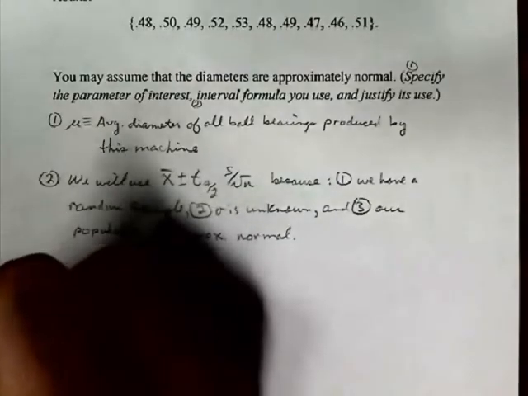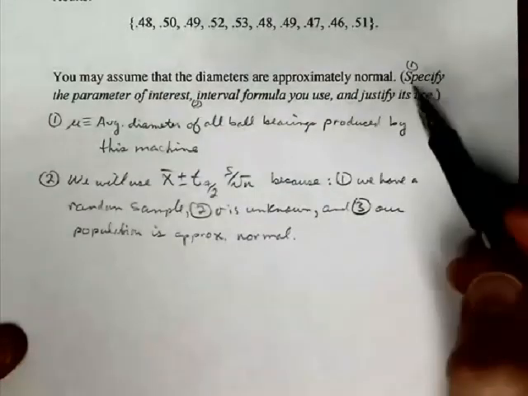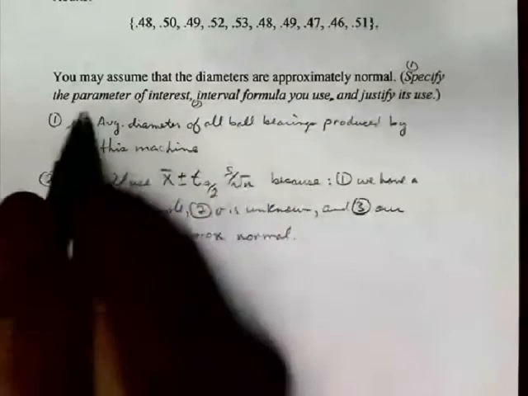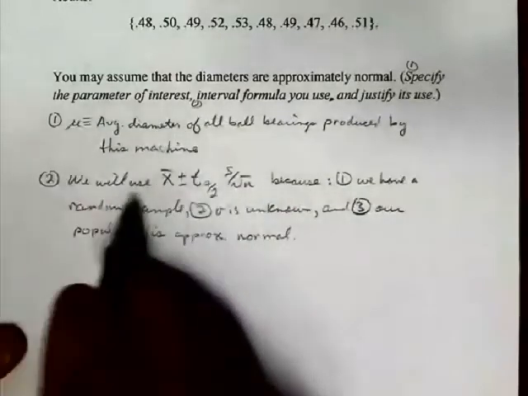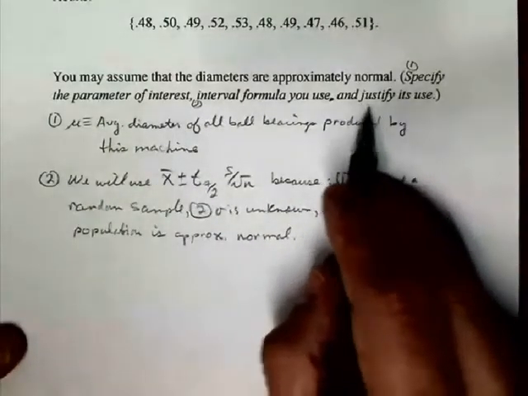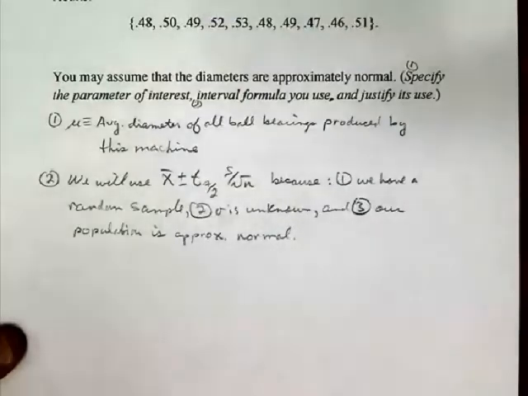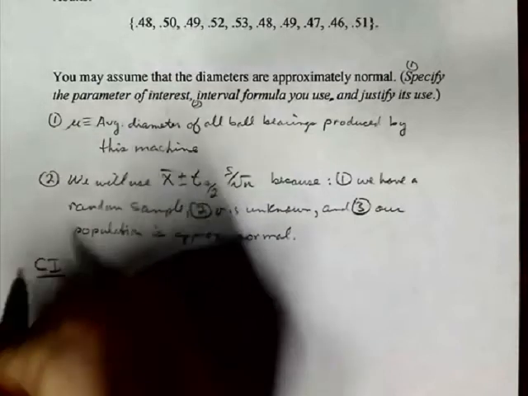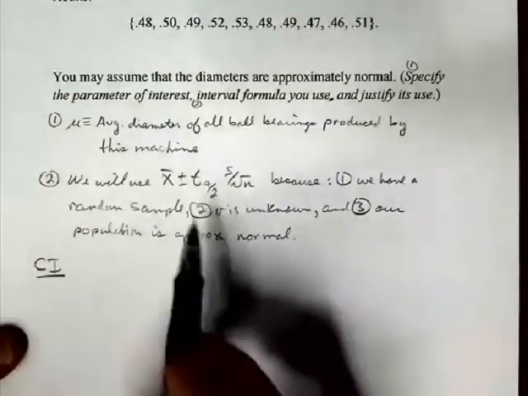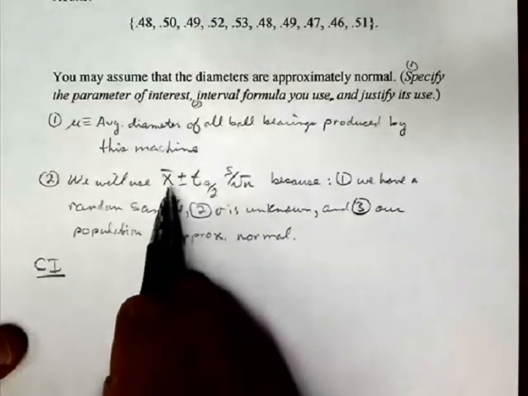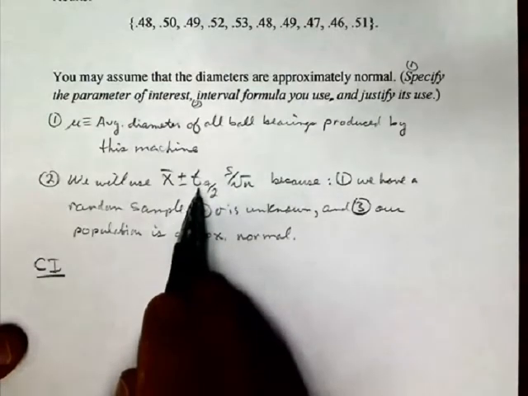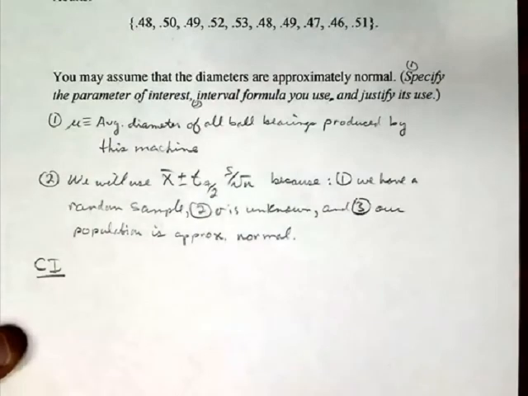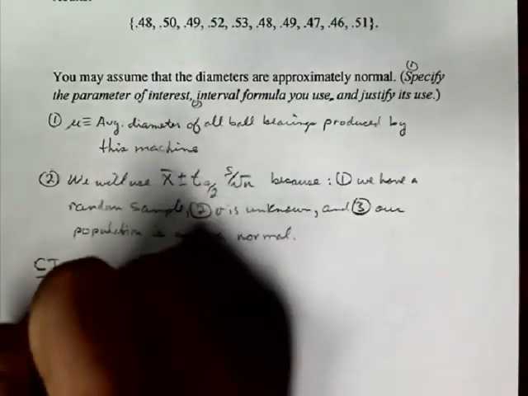Thirdly, what I've done here is, 1, I specify the parameter of interest. 2, this is an interval formula that we're using, and now we've just justified it because of these 3 statements here. Lastly, what I want to do is now compute the confidence interval. What is that? Well, I'm going to use this formula. I need x bar, I need a t percentile, I need s, the sample standard deviation, and n is my sample size.